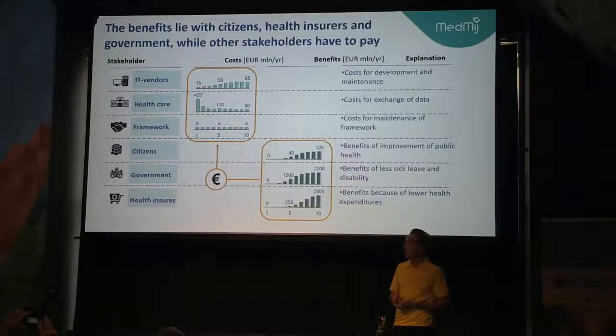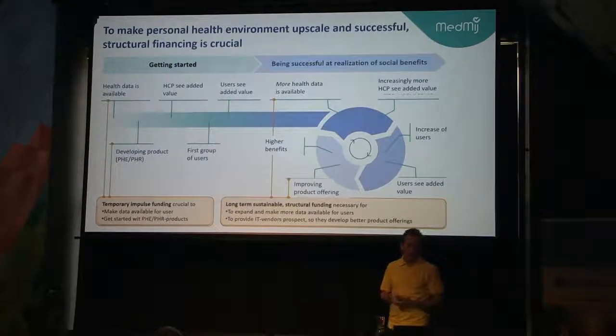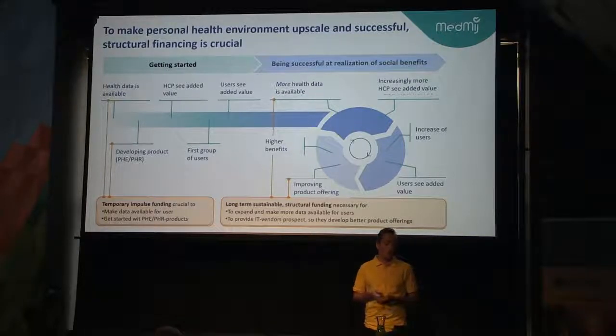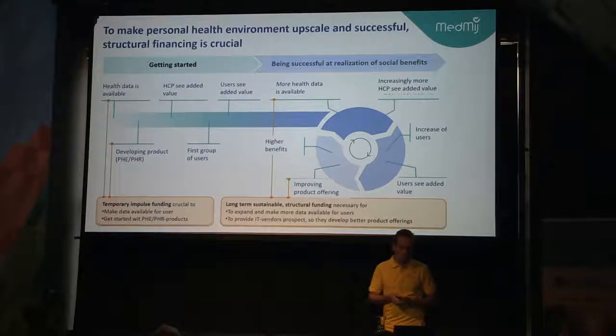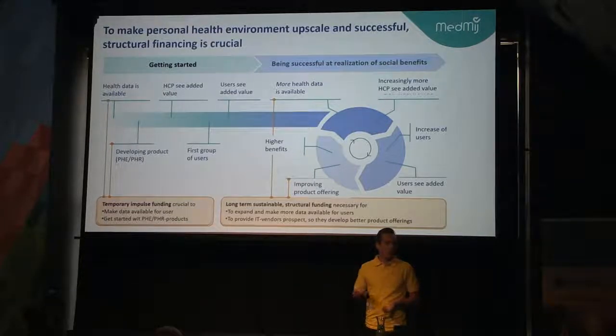did a lot of research on how to properly make financial incentives. And it actually comes down to the fact that we currently have temporary impulse financing, which will be followed by long-term sustainable structural funding. And this is needed because we first need to get MedMij off the ground, because we need to have healthcare data available, and we also need to have personal health records available, and that needs to come up. So the whole temporary impulse financing is to get that running, and then the whole model needs to grow before it can spin on its own.